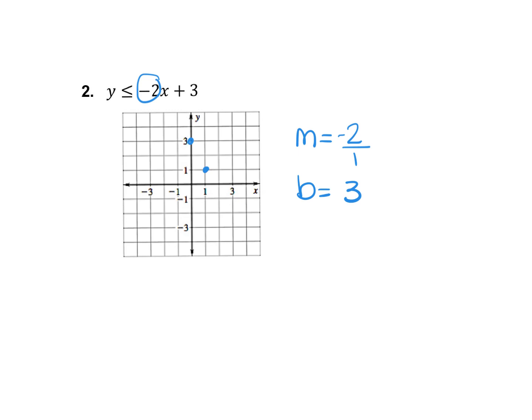And now notice for this one, we have y is less than or equal to. So when you have a less than or equal to, you're going to have a solid line because it means that it's going to be everything on the line as well. So y is less than or equal to -2x plus 3. So we have a solid line. And because it's a less than, that means that it's going to be everything on the line and below the line.